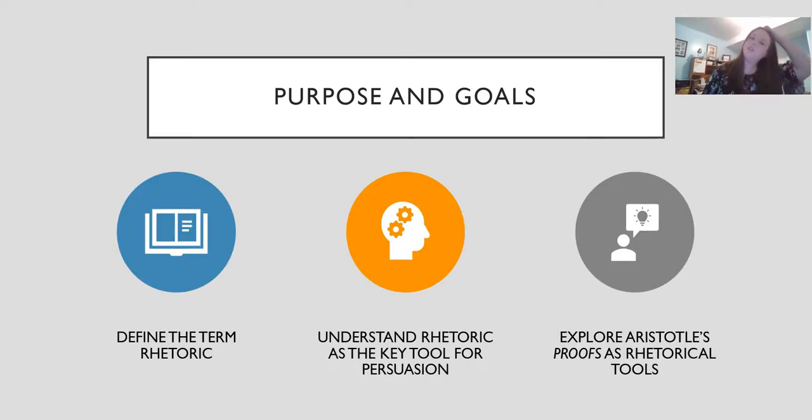The purpose and goals for today's lecture are as follows. First, we're going to define the term rhetoric. Next, we'll understand rhetoric as the key tool for persuasion. And finally, we'll explore Aristotle's proofs as rhetorical tools.